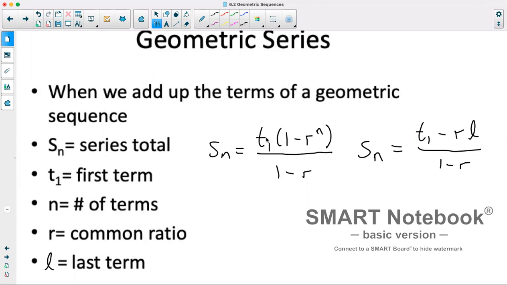We've got Sn is equal to T1 times 1 minus R to the N over 1 minus R. And we also have Sn equals T1 minus R times my last term over 1 minus R. So this one we'd use if we know how many terms there are and don't know our last term. This one we would use if we know our last term, but we don't know how many terms there are.